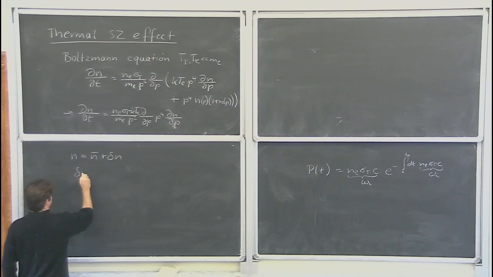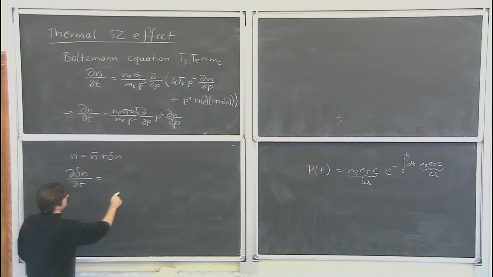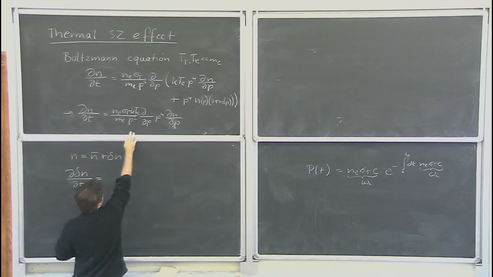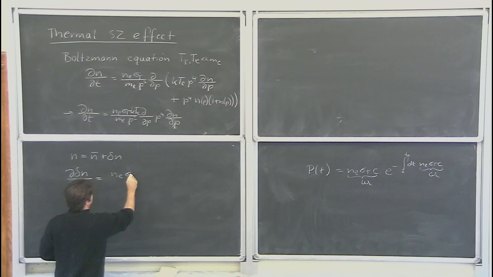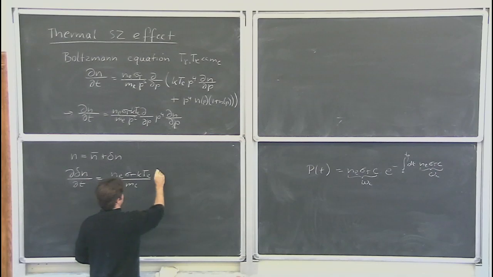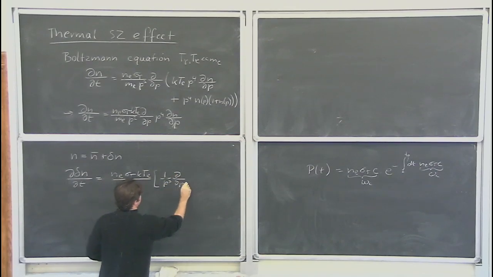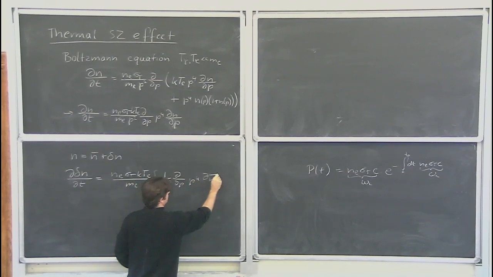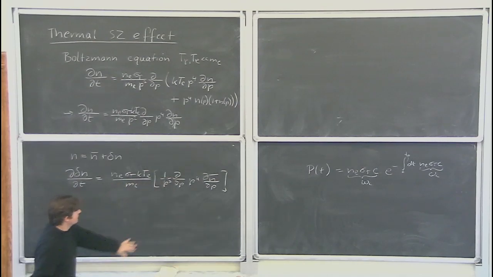So you just get d delta n by dt is equal to, and then on that side you just have the black body spectrum, and we can pull out this whole thing. Well, let's write it like this: Ne sigma Thomson kT electron over me, and then we have this thing 1 over p squared d by dp p to the 4th dN bar by dp. So it looks like this. This is all time independent, so we can easily integrate this equation.